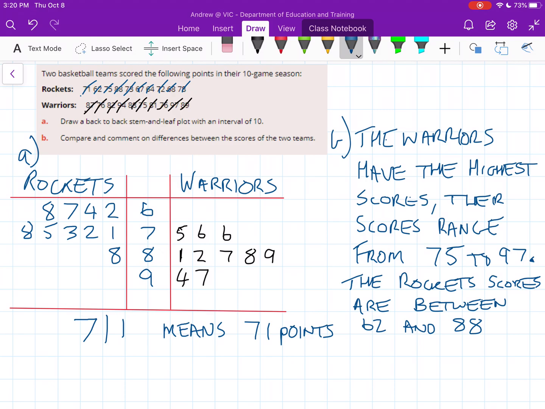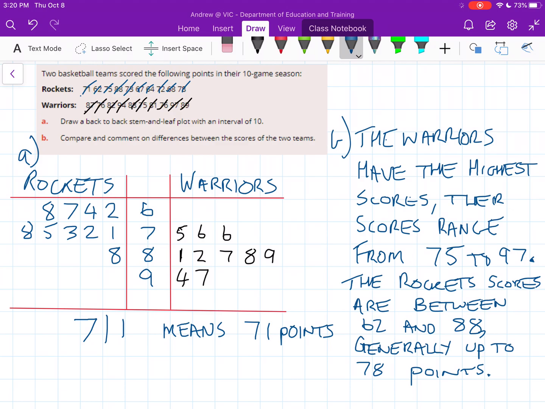So normally they're scoring around that 60 to 70 mark. I'm just going to say generally scoring up to 78 points, because it was only once that they got into the 80s, and well into the 80s with their 88. So that's a brief comment on the data.